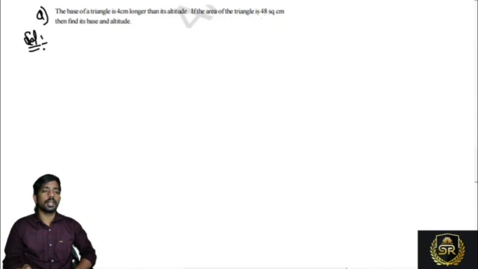If the area of the triangle is 48 square units, find its base and altitude. Okay, so what is the given data? The area of a triangle is given, and the base of the triangle is 4 centimeters longer than the altitude. The area of the triangle is given as 48 square centimeters.